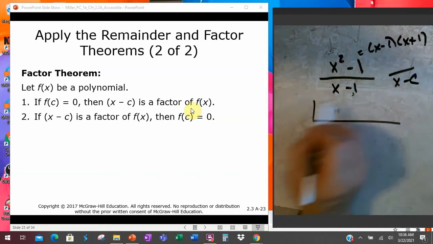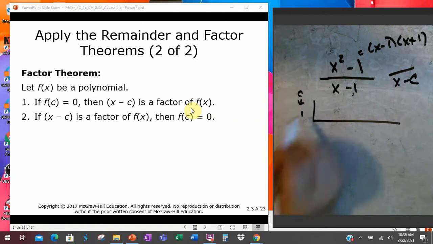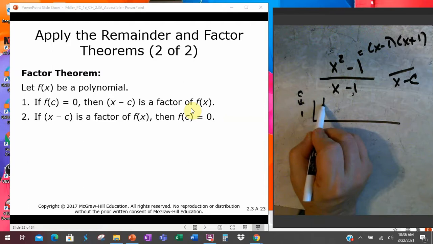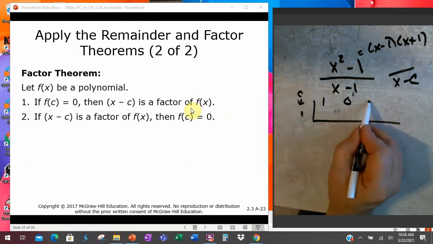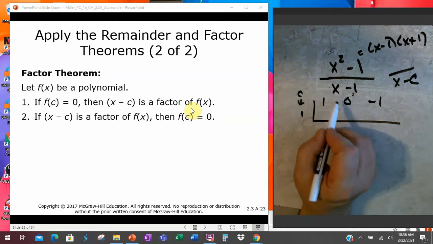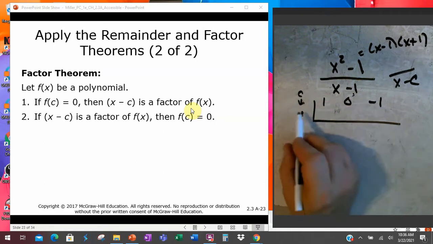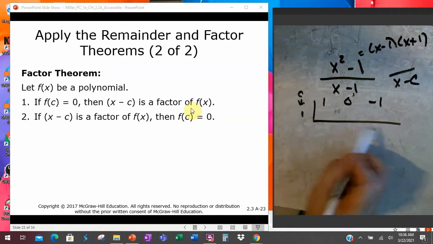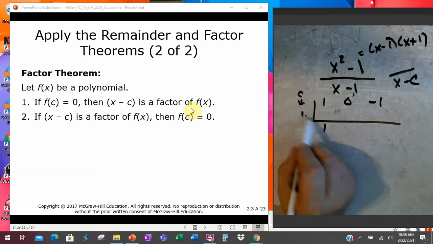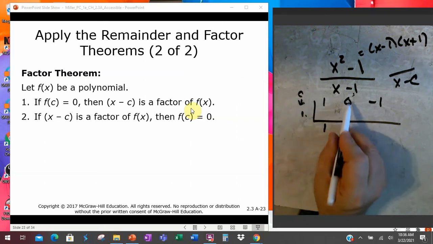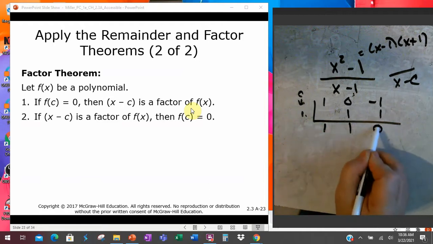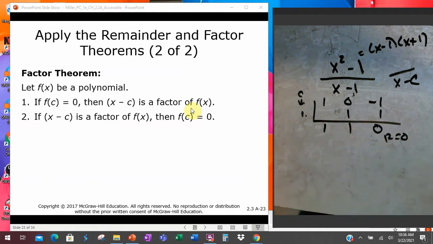So the c goes here, which is just the 1. And now my coefficients would be 1, 0, and negative 1. 1x squared plus 0x minus 1. So I want to do synthetic division here, and let's notice some things. Bring this down to a 1, and then I multiply. 1 times 1 is 1. I add, I get a 1. 1 times 1 is a 1, and I add, and I get a 0. My remainder is equal to 0.